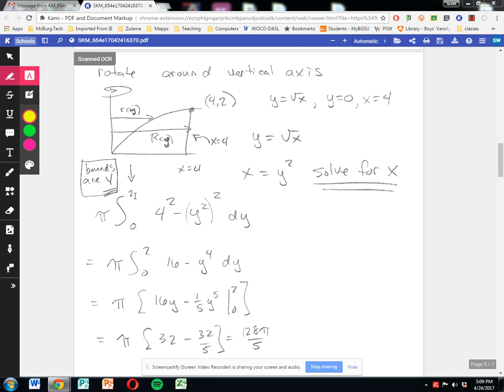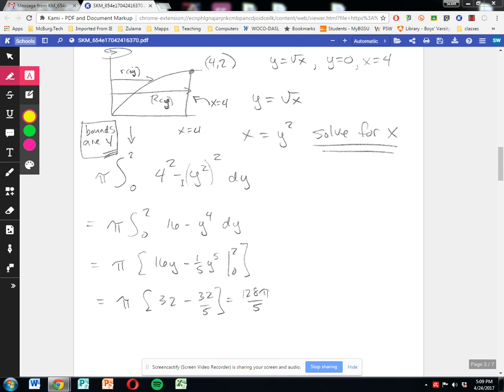All right, so from 0 to 2 of the big radius function squared, we're going to go all the way out here to the line x equals 4 minus the little radius function squared. So if I have y equals rad x, then also if I square both sides, x equals y squared. So the little radius function was y squared. So again, I've got big radius function squared minus little radius function squared. These are both solved for x. And then these values here are y values for the bounds.